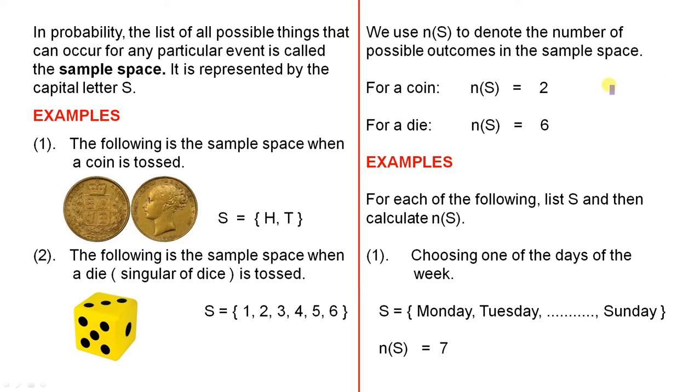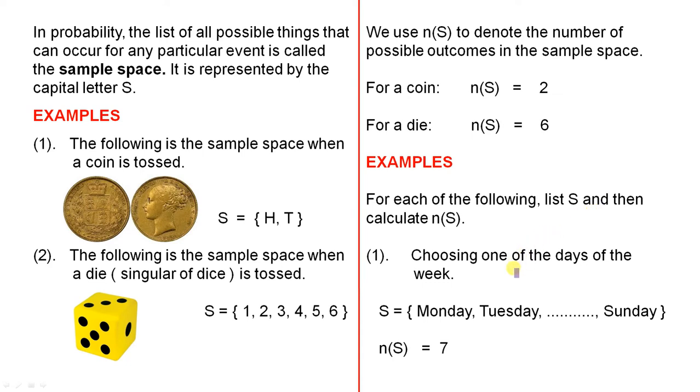We use n(S) to denote the number of possible outcomes in the sample space. So for a coin, n(S) means the number of possible things that can occur is 2. 1, 2. For a die, n(S) equals 6 because you have 6 numbers. Let's have a look at some examples. For each of the following, list S and then calculate n(S).